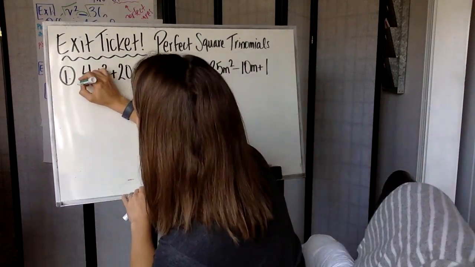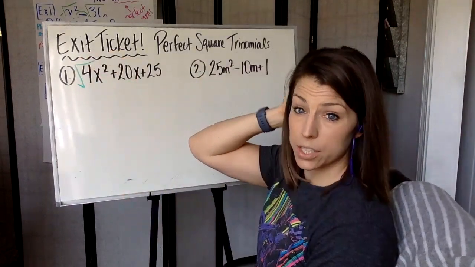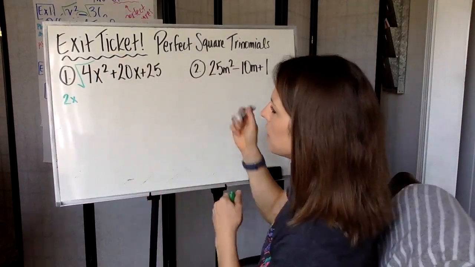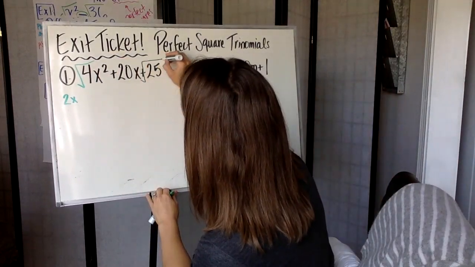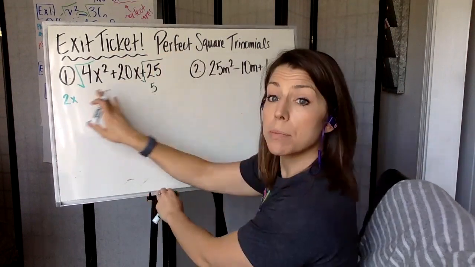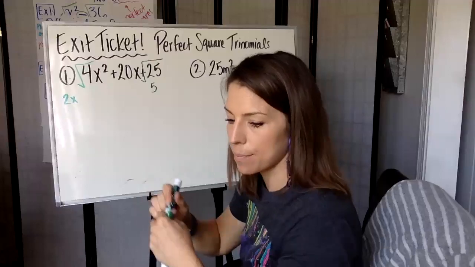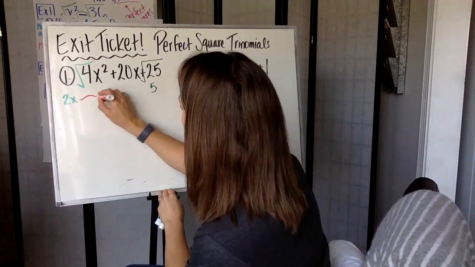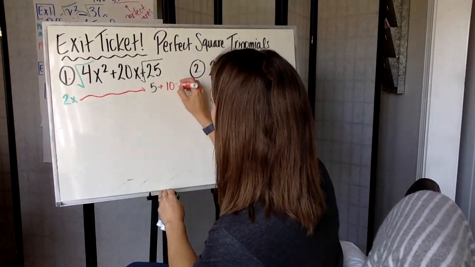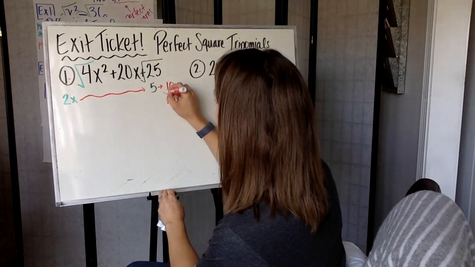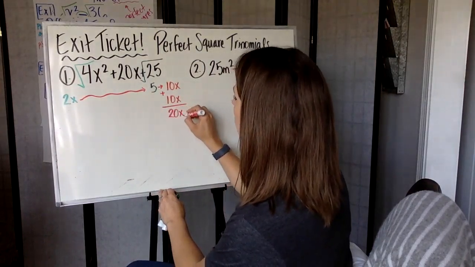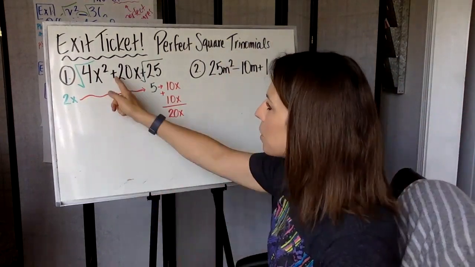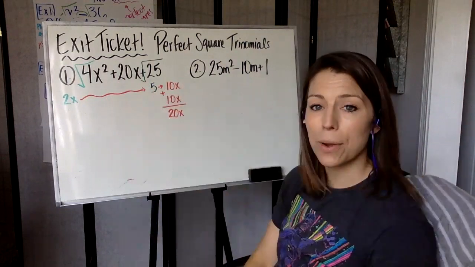We take the square root of the first and the last term. What's the square root of 4x squared? 2x. Okay, and then we take the square root of the last term. What's the square root of 25? 5. We multiply these together and then we add them. So what is 2x times 5? 2x times 5 is 10x. Does 10x plus 10x equal positive 20x? Oh, in this case it did. Because they add up to a positive, we know that they're both going to be positive.